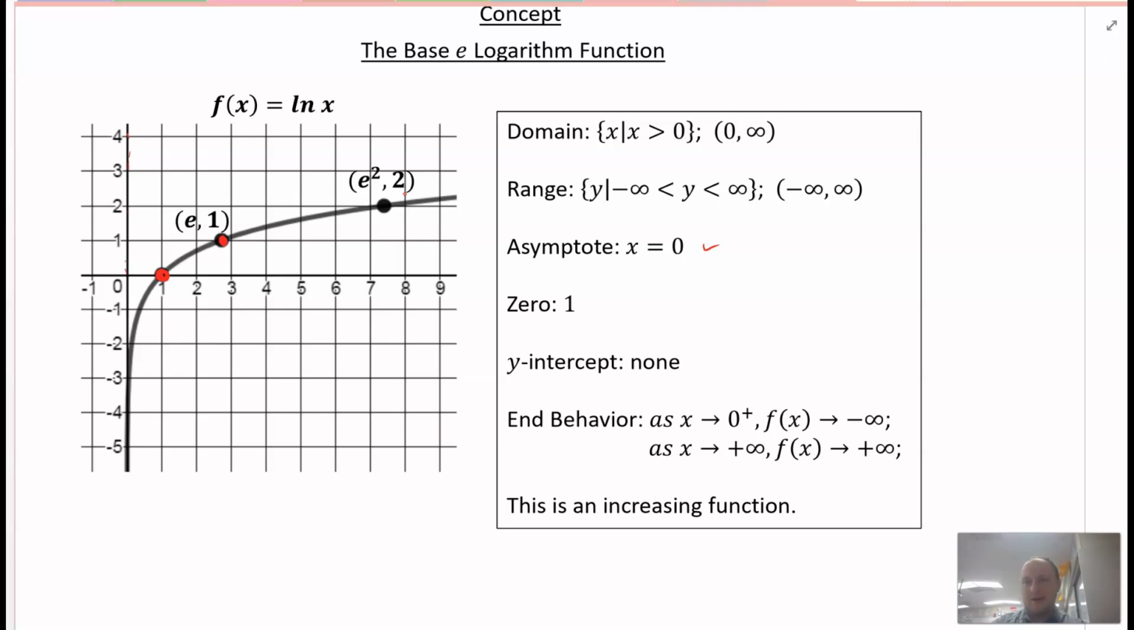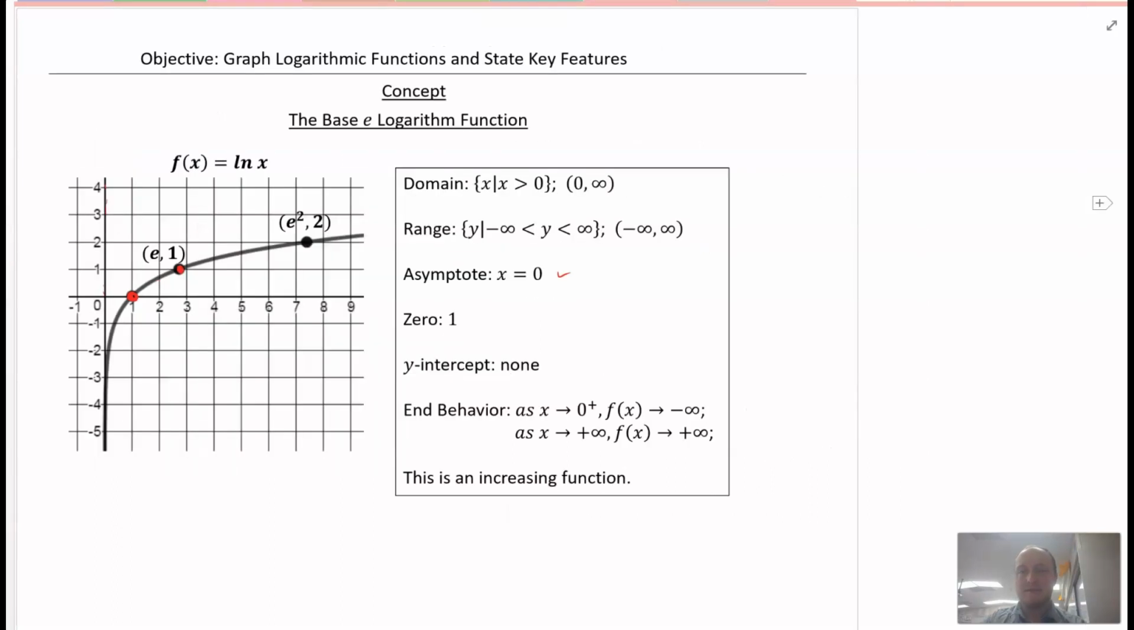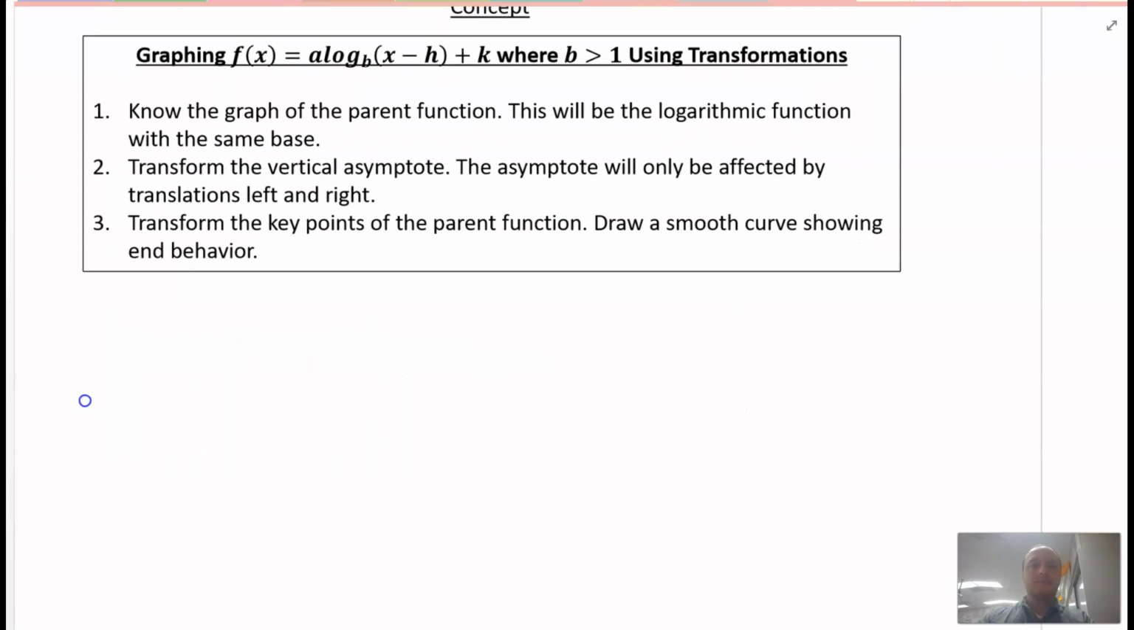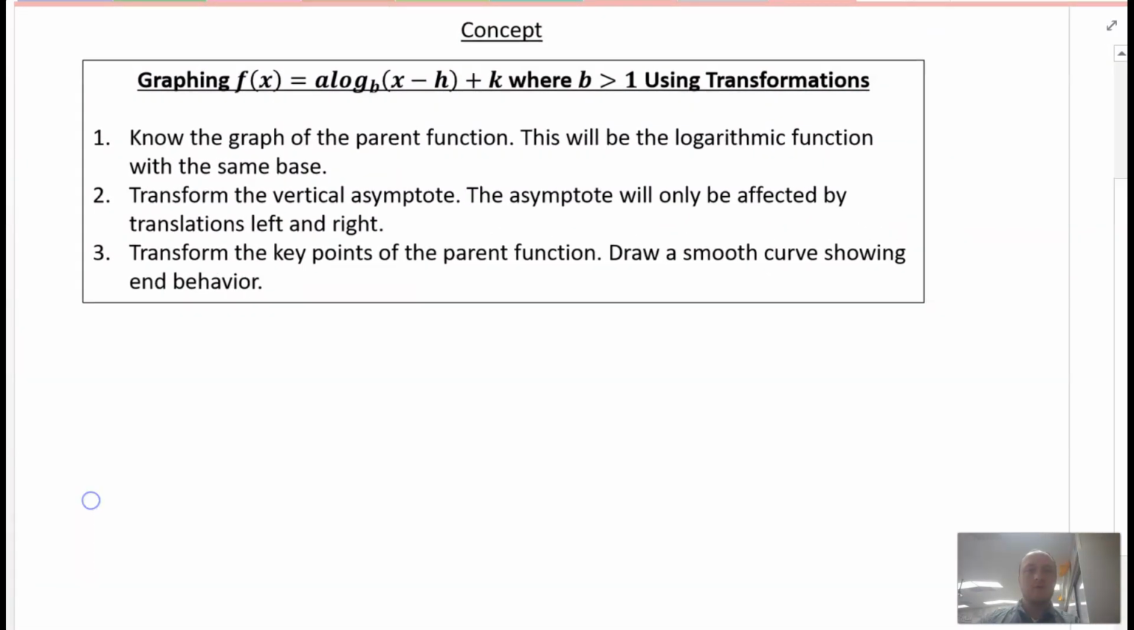So let's go ahead and get to it. Let's graph. What approach do we use? We'll know the graph of the parent function. It's very, very important to note. You have to look at your function and say, okay, what type of function am I graphing? Second, we'll transform the vertical asymptote, and again, this is affected by our movements left and right. And then step 3, we'll transform the key points.